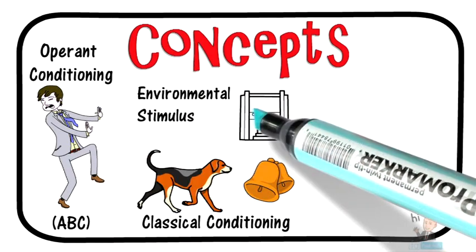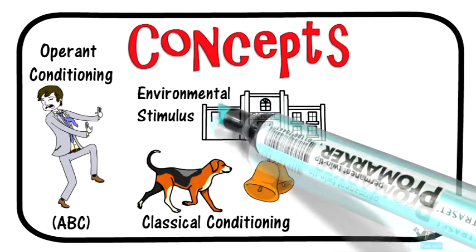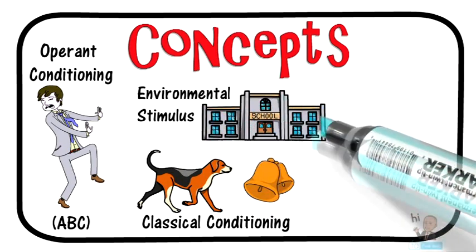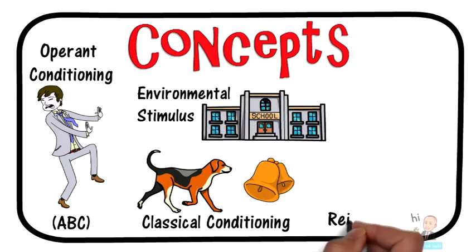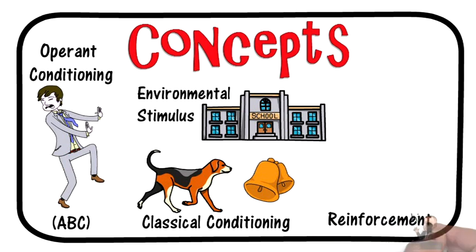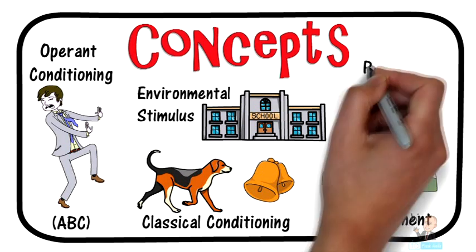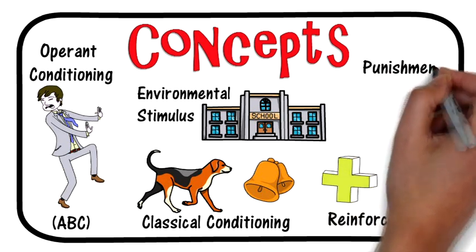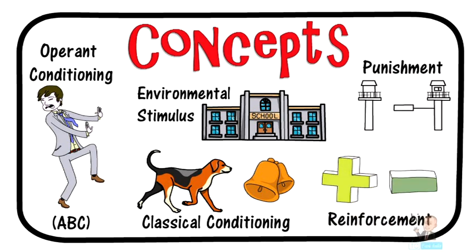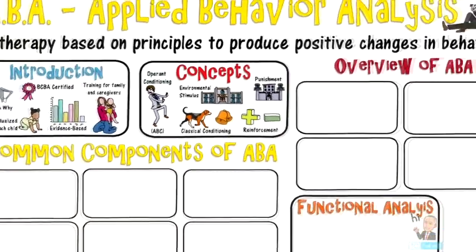Reinforcement is anything that increases the frequency of the behavior. There is positive and negative reinforcement. Punishment, on the other hand, is something that decreases the likelihood of behavior. It is important to understand it is the behavior that is being punished and not the child. Punishment is important for behavior modification.